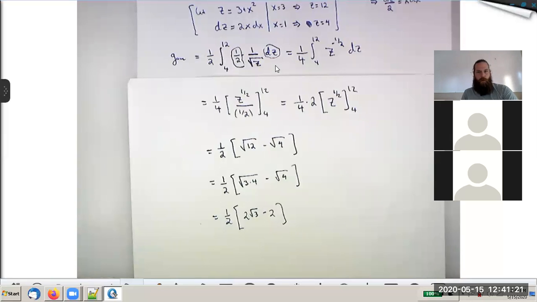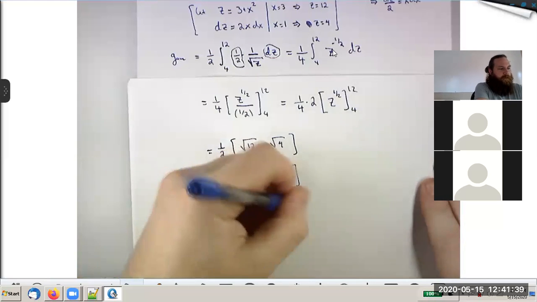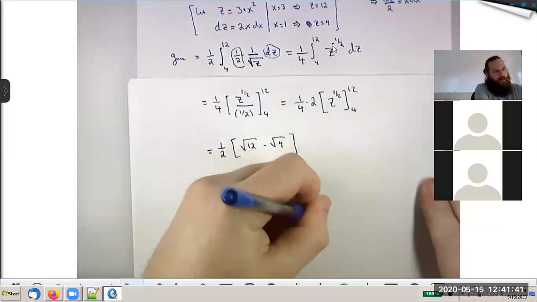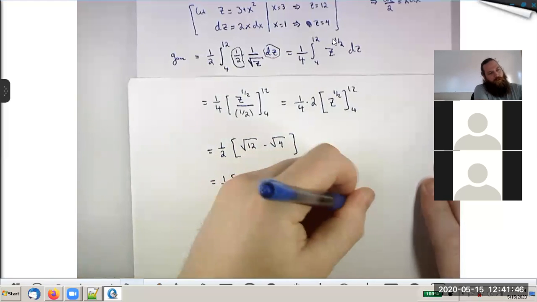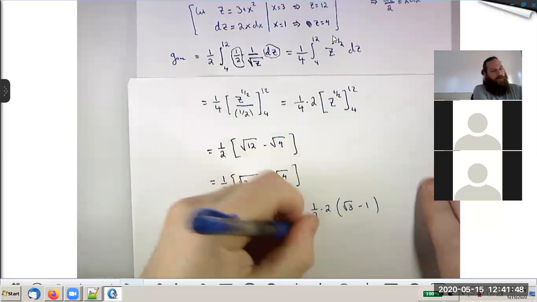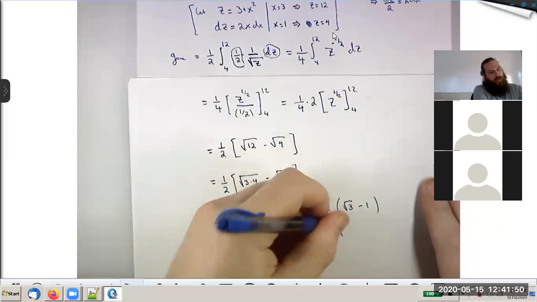Do I dare to round answers? No. Nope, I want exact values. Give me just exact values in terms of the square root, please. So I would not round this. I don't want decimals. In mathematics, we want exact values only, please. So what I would do here is factor the 2, cancel with the 1/2, and write this as this, which is just this.